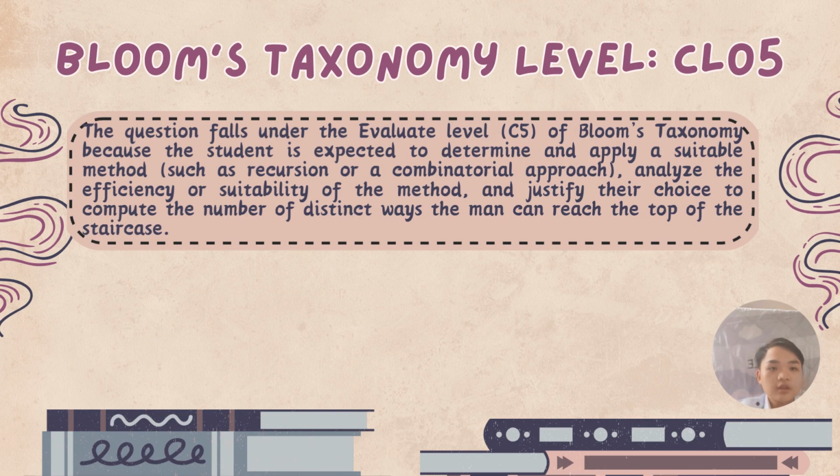So the Bloom's taxonomy level of this question is CL05, which is evaluating. So why does this question fall under the evaluate level? Because the student is expected to determine and apply a suitable method, such as a recursion or a combinatorial approach. They can analyze the efficiency or suitability of the method and justify their choice to compute the number of distinct ways that the man can reach the top of the staircase.